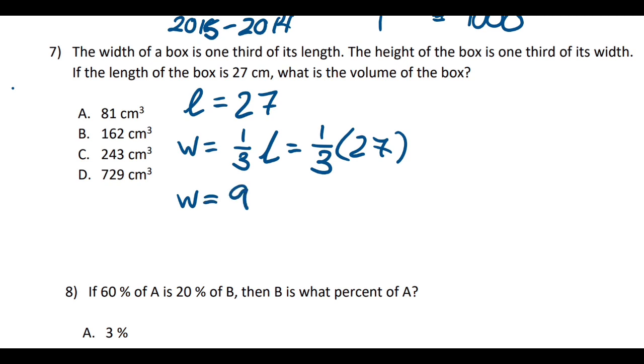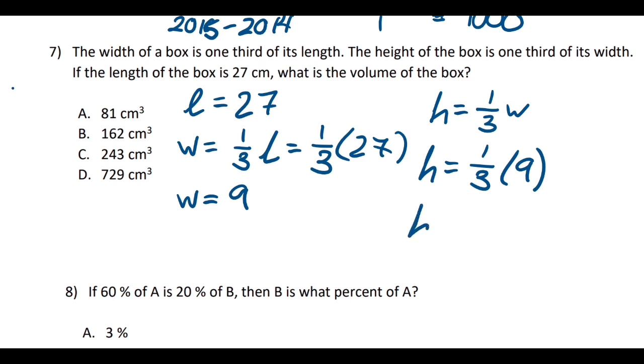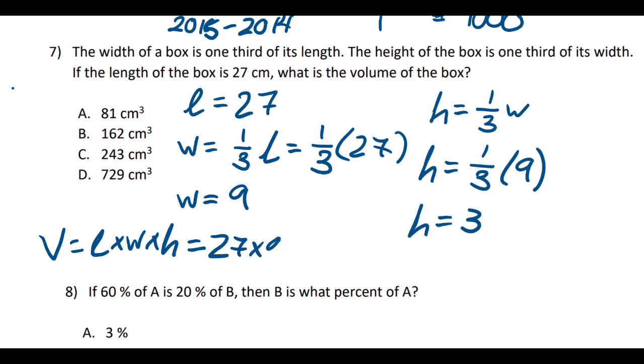Next it says the height of the box is 1/3 of its width. So that means the height is going to be 1/3 of 9, which will be 3. The question finally asks, what is the volume of the box? We know that volume is length times width times height, which is 27 times 9 times 3. And if you use a calculator to multiply all these numbers together, we're going to get 729 centimeters cubed, which will be D.